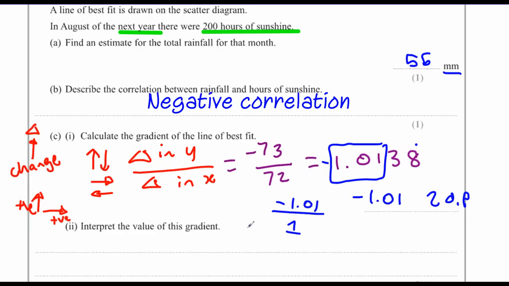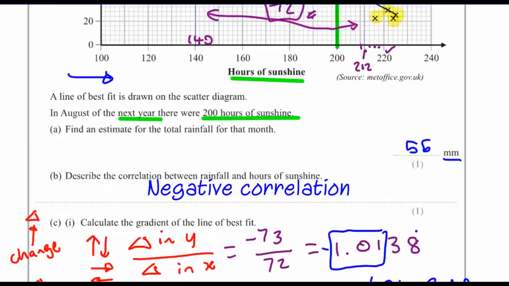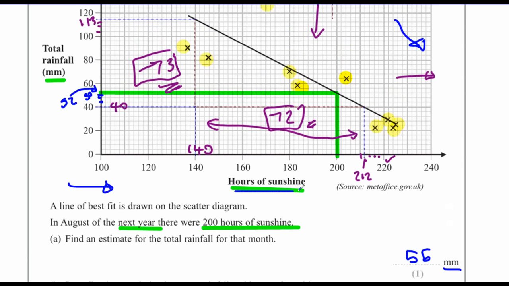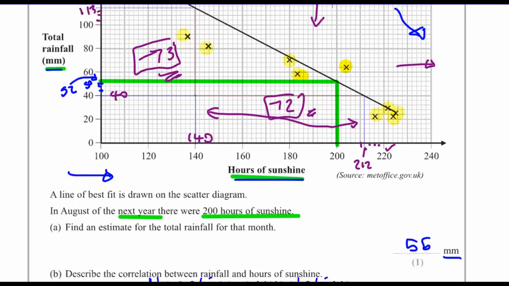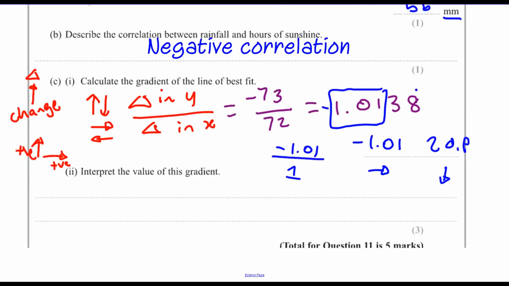So for every one we go across, we go down 1.01. Let's see what across and down stand for. Across is hours of sunshine, and down is to do with the total rainfall in millimeters. Okay, so let's try and use our units as well.